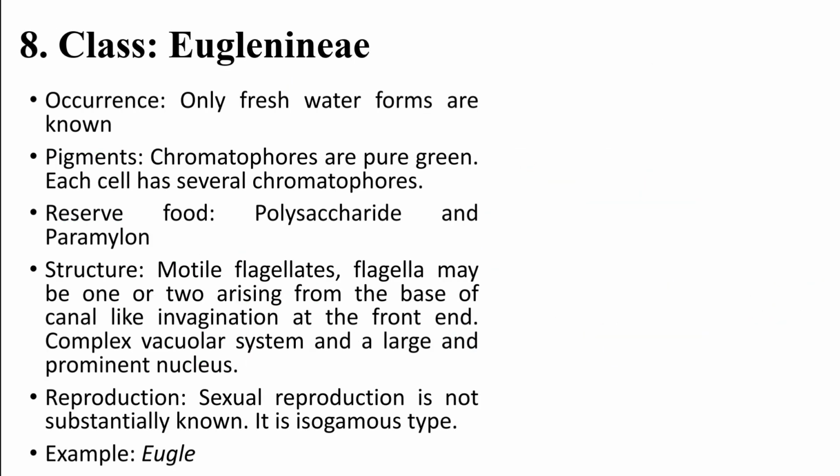Next, Euglenineae, class Euglenineae. The species mostly occur in freshwater. Chromatophores are purely green in color. Each cell has several chromatophores. Reserve food material, polysaccharide and paramylon.